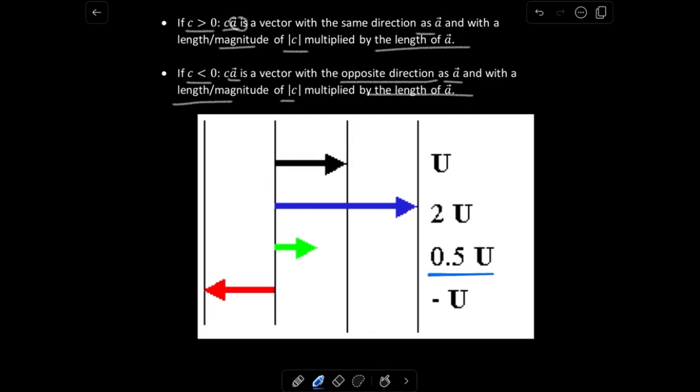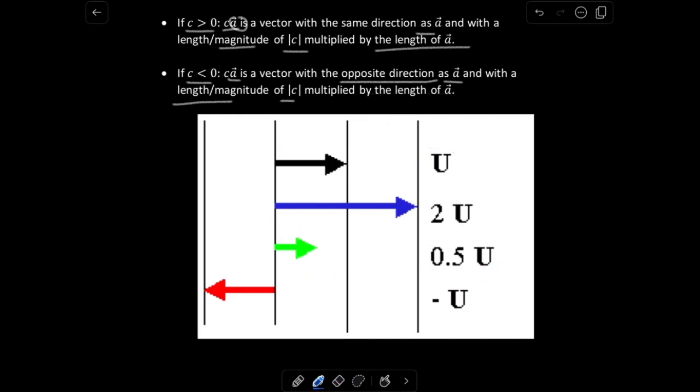So 0.5, again, it's a positive number, so it's still going to point in the same direction. These two vectors here point in the same direction, to the right. However, the magnitude of the new vector is changed. You now have to take half the magnitude of the original vector. So where this is 1 unit, this one here is now half a unit. It's half a unit in length or magnitude because the original vector has been multiplied by 0.5.